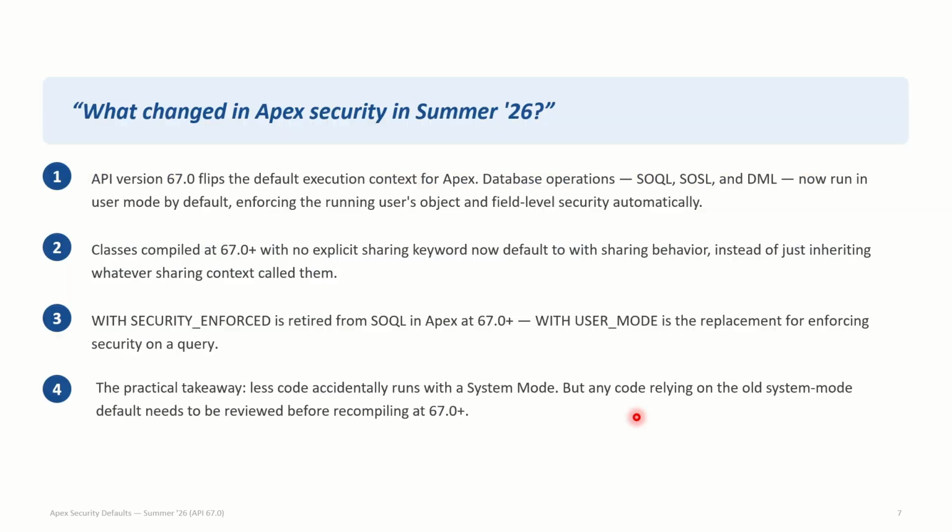Okay, so to summarize what has changed in Apex security in Summer 26: user mode is now the default mode for Apex classes with API version 67. If you don't mention any sharing keyword, your class will behave as if it was in with sharing mode. The with security enforced keyword is gone, and you have to use with user mode. So basically the takeaway is Salesforce does not want your code to run in system mode accidentally. If you are specific about it, it's not going to break many things, but you just need to evaluate your code and be specific. Wherever you want system mode, just say system mode. Otherwise the default is user mode. Okay, fair enough.